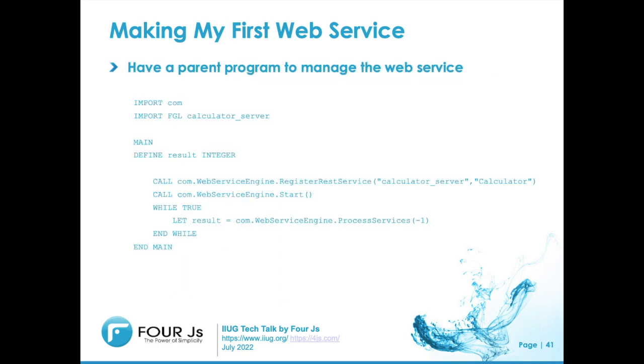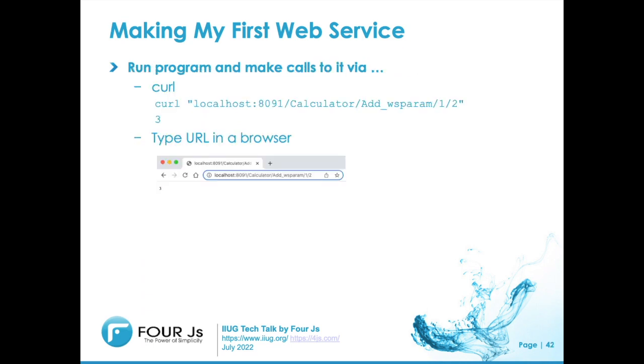Next, create a parent program to manage the web service. So you can see there's my little parent process, and the important line of code there is register service to say this is the module where our function is in. And then you can run that program. And see how you can call that web service via curl or by typing a URL into a browser and getting a response. You are now making a web service call to your Genero function.